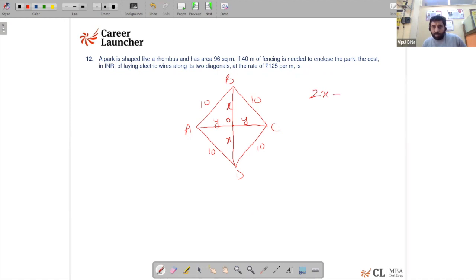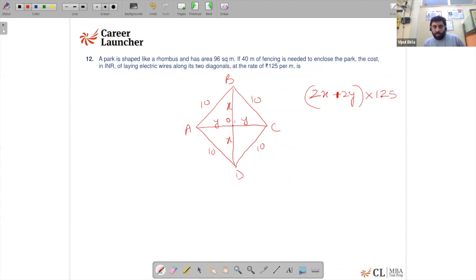So what we need to identify is the sum of the lengths of the two diagonals. That will be the total length along which we need to lay the electric wires. And the cost is going to be 125 per meter. So multiplying that will give me the answer. So basically it all boils down to identifying the lengths of the diagonals.